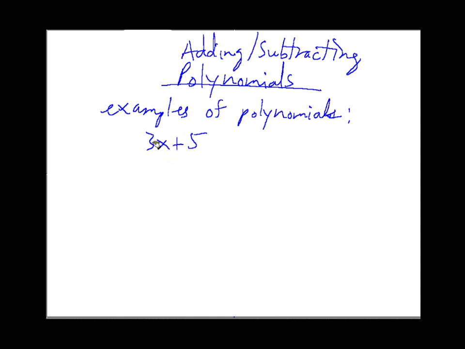So a monomial can be what? It can be a number. It can be a variable, such as x, for example, and it can also be a number times a variable, so 3 times x. So again, the individual terms, the terms separated by the plus here, are called monomial terms.